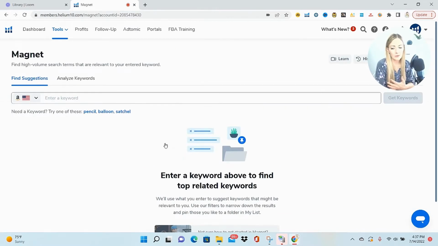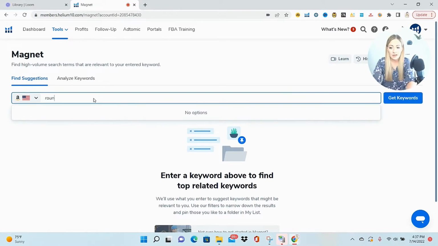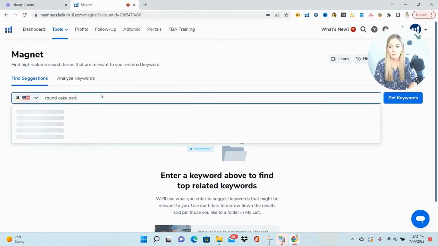So now the next thing we want to do is some keyword research. The research that we're doing right now to put our bundle together is kind of similar to what you would do with private label, but we're not manufacturing our own product. We're taking brands that already exist. So what I'm going to do is come here and enter keywords that people are going to search when they're looking for our bundle. The main feature of it is a round cake pan.